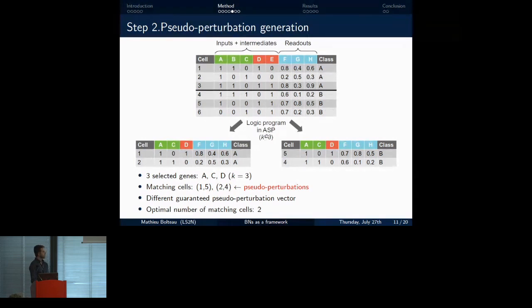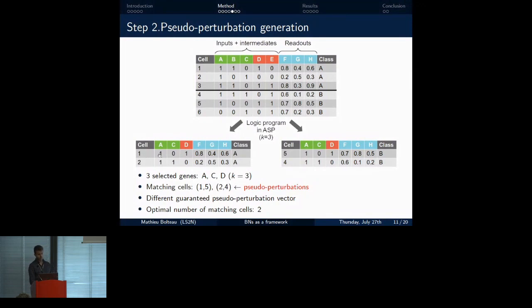And here the idea is to select K genes using a logic program in answer set programming. Here we select 3 genes, K equals 3, and the genes are A, C, and D. The idea is to find matching cells, that are cells with the same Boolean vector for the K selected genes between the two classes.